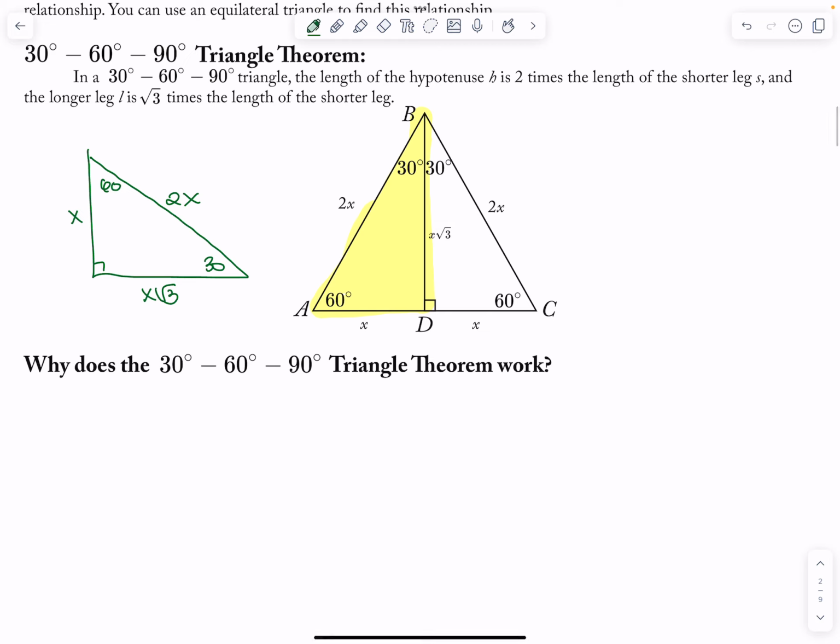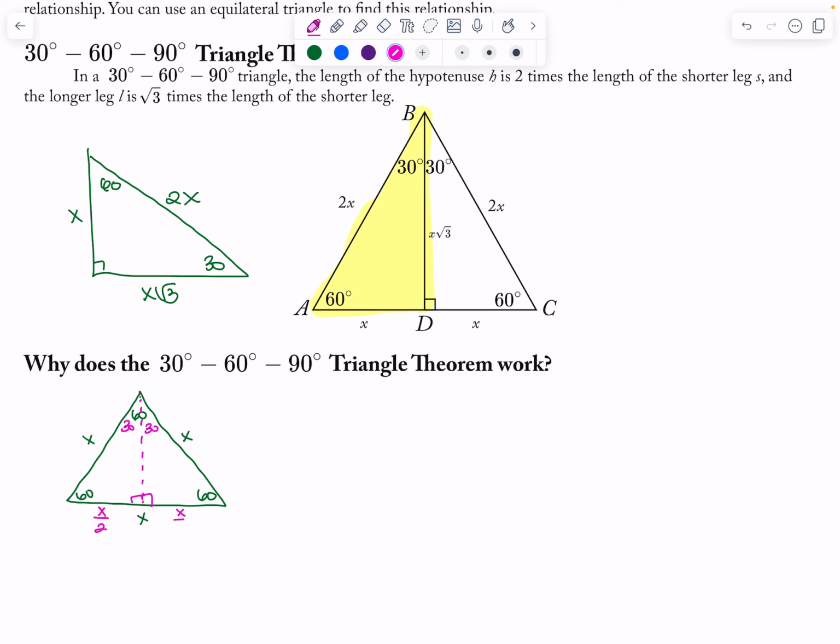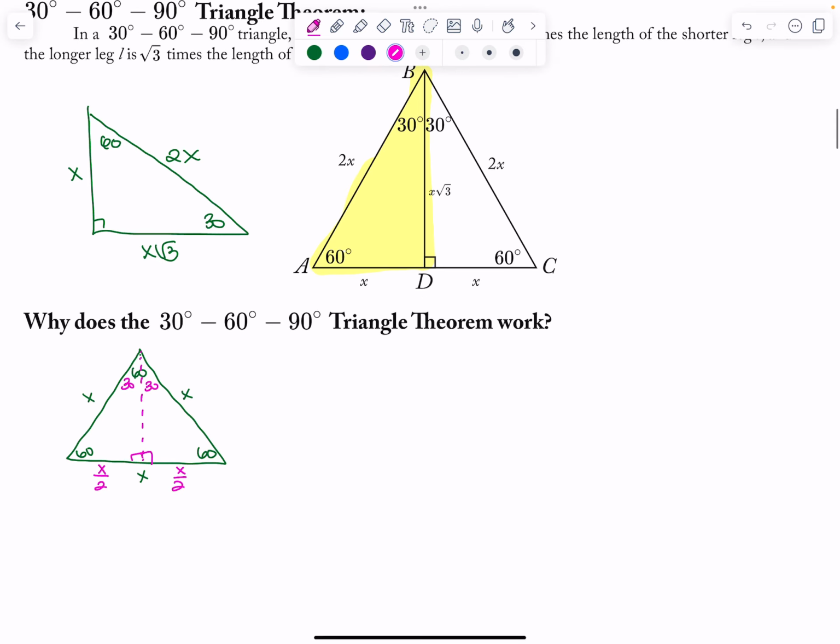So why does this theorem actually work? Well, it goes back to the whole idea of an equilateral triangle. If I draw a 60, 60, 60 equilateral triangle, and I label every single side x, and if I drop a perpendicular bisector, then what ends up happening is I create two 30-degree angles here and a 90-degree angle on each side. Well, a perpendicular bisector means that each side down here is x over 2 because it splits it in half. So the bottom side is x over 2, and my hypotenuse is x.